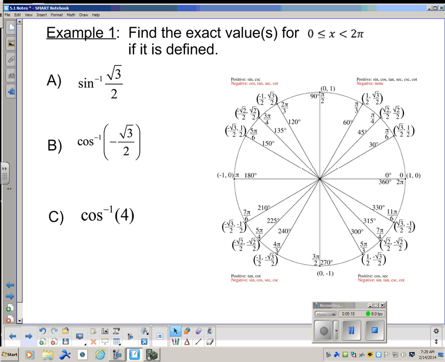So now we're just going to go ahead and find the simple values here. Let's find the inverse sine of square root of 3 over 2. Remember, sine is your y value. Where on a unit circle is your y value equal to square root of 3 over 2? I'm looking there and I'm saying, oh, square root of 3 over 2 is there, and square root of 3 over 2 for my y value is there. So those are at pi over 3 and 2 pi over 3.